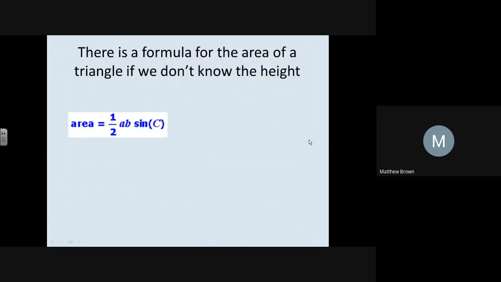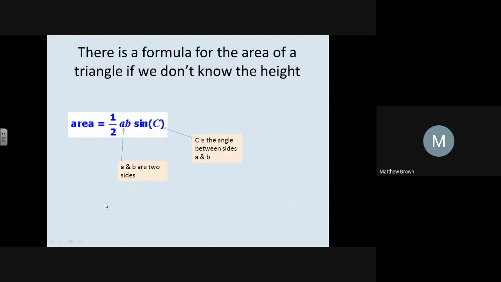Right, last thing we're going to run through then, and this is a formula for how you work out the area of a triangle if we don't know the height. So obviously if you know the height, it's base times height divided by 2. But if you don't know the height of a triangle, but you've got 2 of the 3 sides and 1 of the angles between the 2 sides, you can use this formula. So it's a half of AB sine C. A and B are 2 of the sides, and big C is the angle in between sides A and B.